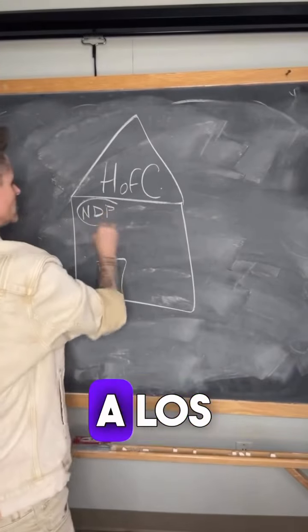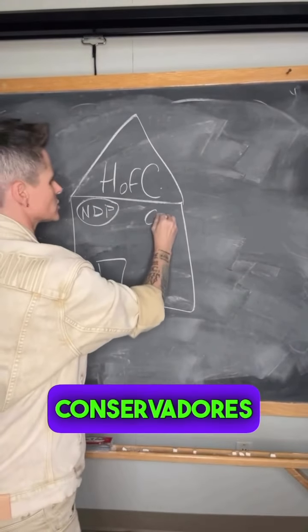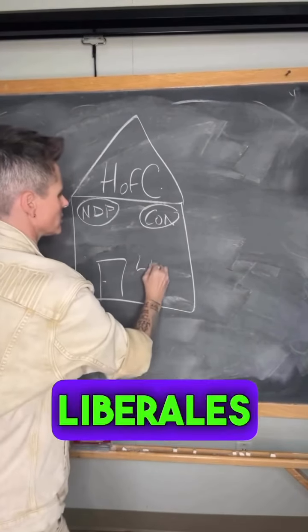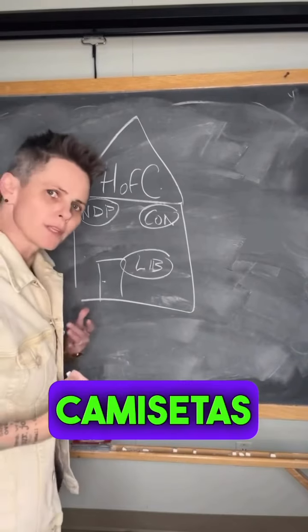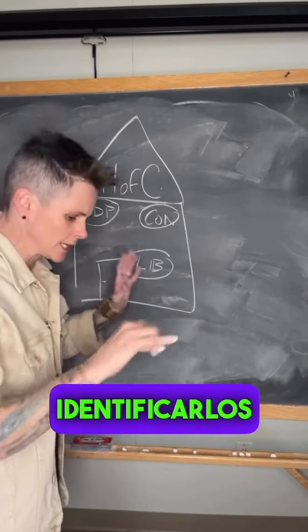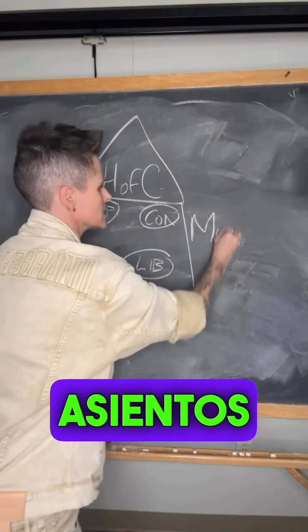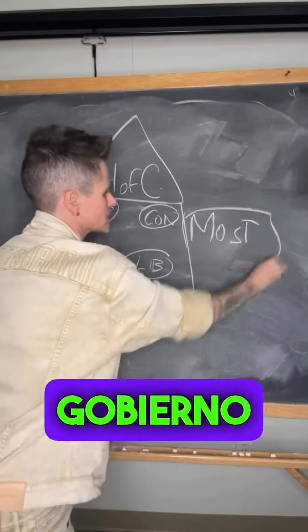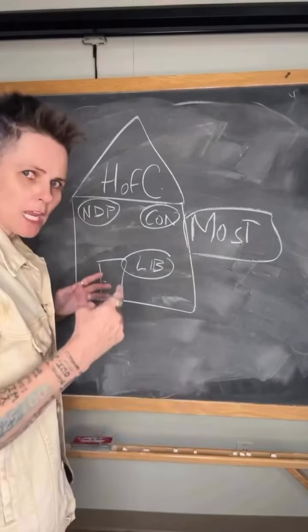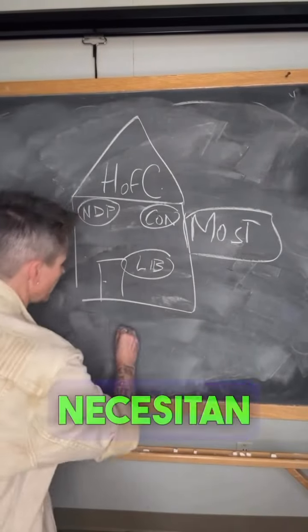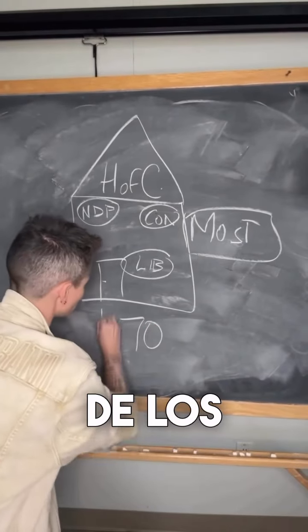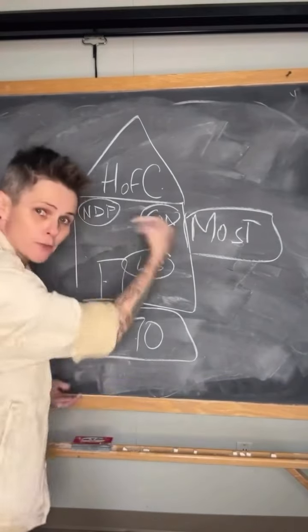And we send all the NDP winners there, all the Conservative winners here, all the Liberal winners here, all wearing the appropriate colored t-shirts so we can quickly identify them. Whichever political party has the most seats forms government and their leader becomes Prime Minister. In order to form a majority government, you need at least 170 seats of the 338.